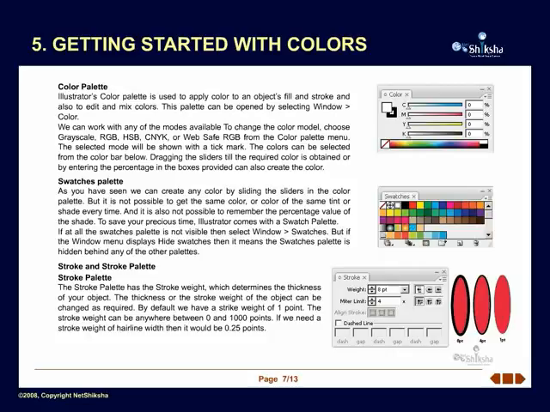Stroke palette. The stroke palette has the stroke weight, which determines the thickness of your object. The thickness or the stroke weight of the object can be changed as required. By default, we have a stroke weight of 1 point. The stroke weight can be anywhere between 0 and 1000 points. If we need a stroke weight of hairline width, then it would be 0.25 points.